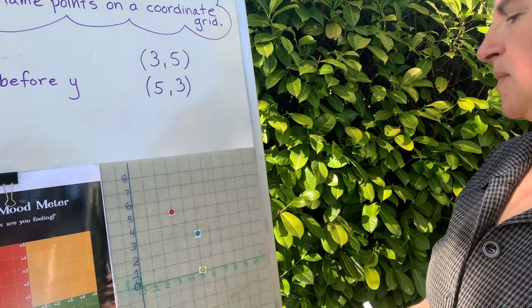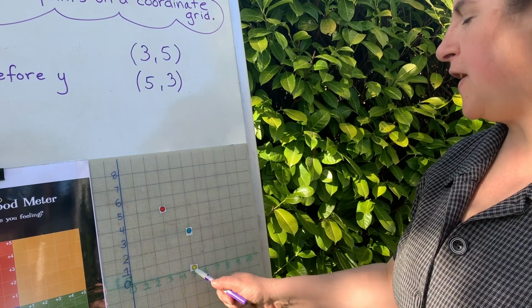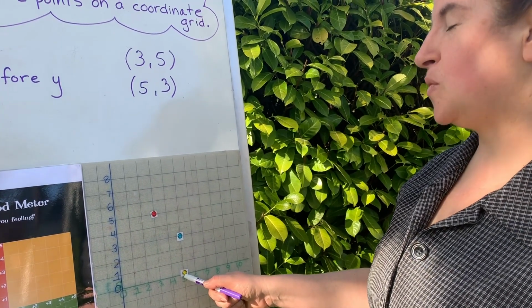Let's look at this yellow smiley face. It is 1, 2, 3, 4, 5 along the x, but it is 0 up the y.